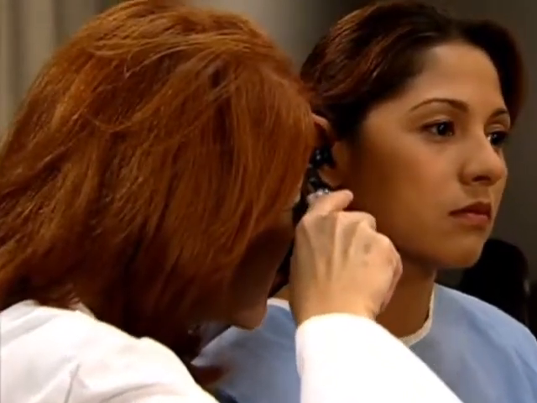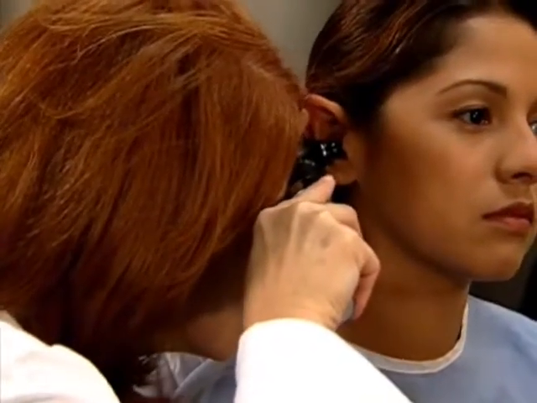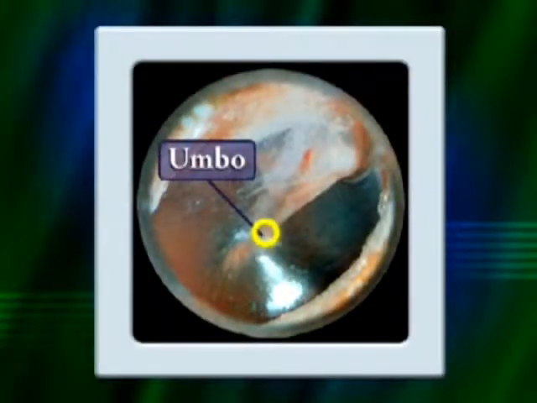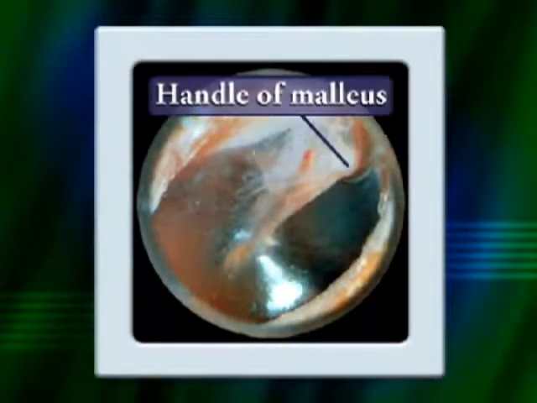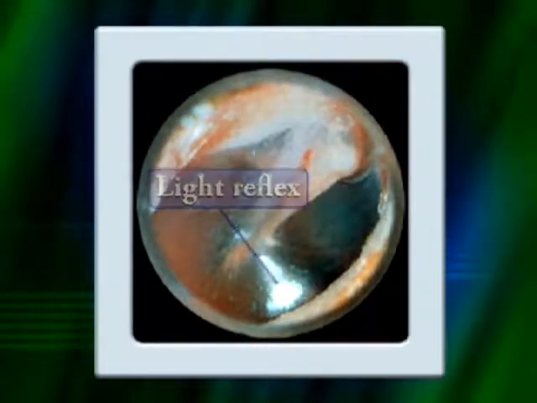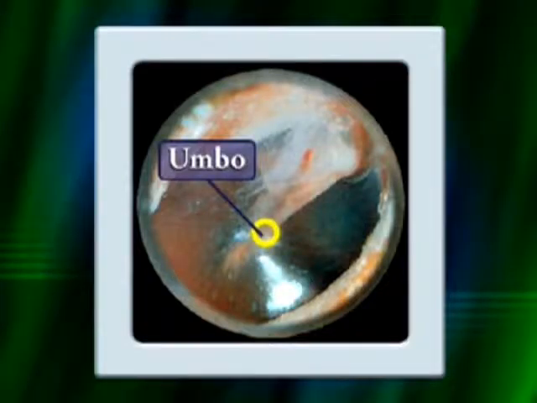In each ear, inspect the tympanic membrane, gently moving the otoscope to see the entire area. You should be able to see all landmarks, including the umbo, handle of malleus, and light reflex or cone of light. The tympanic membrane should look pearly gray and have no perforations. At the umbo, it should be slightly conical.